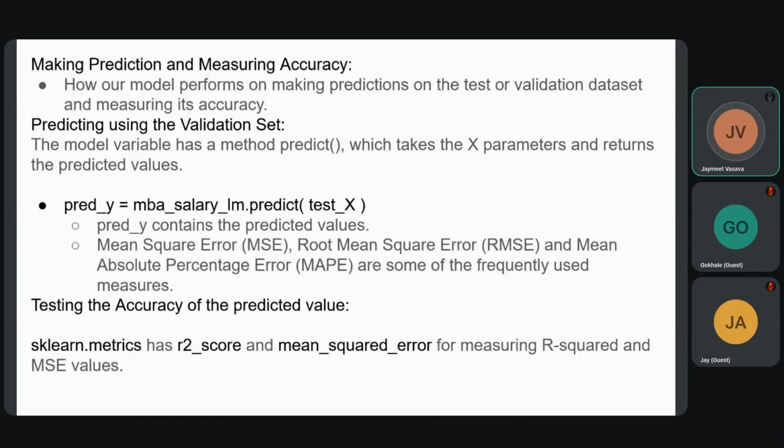For this, the MSE, or the mean square error, the root mean square error, and the mean absolute percentage error are used frequently for these measures. For testing the accuracy of the predicted value, we will be using the R2 score and the mean squared error for measuring the R squared and the MSE values.